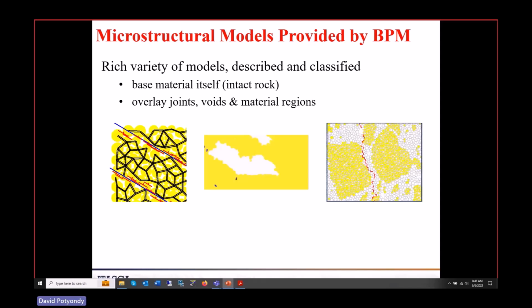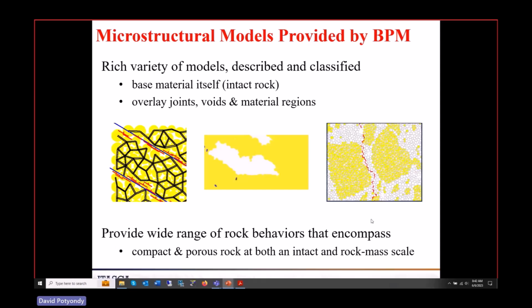And this is a compression test that has been done, and you'll see a slide of this a little bit later. And these are the bond breakages. And in this case, the breakages are going in the mortar. All right. Again, you can build compact rock, or you can also build porous rock.